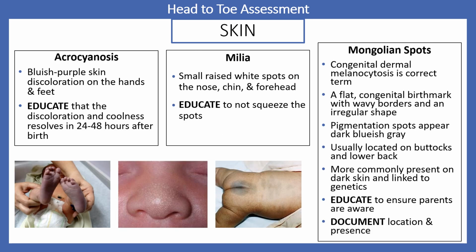The newborn's hands and feet may appear bluish purple and even feel cool. This is called acrocyanosis and is considered a normal variation in the first 24 to 48 hours of life. You can see typical acrocyanosis in the first picture. Educate parents that acrocyanosis is expected and will resolve as the newborn's circulation increases.